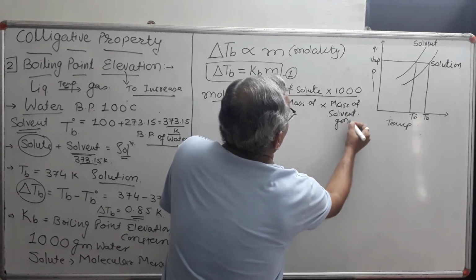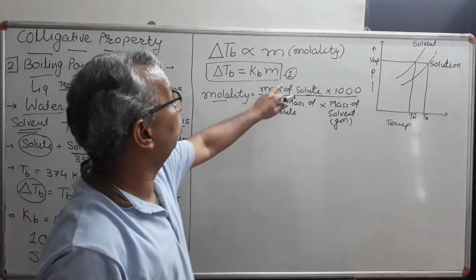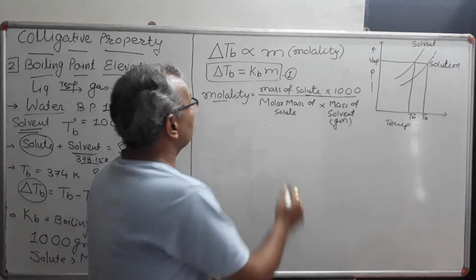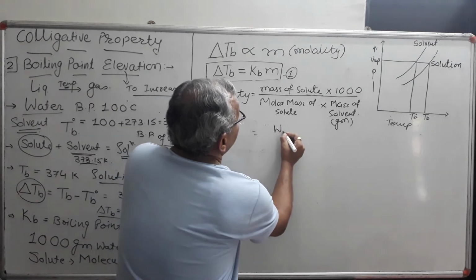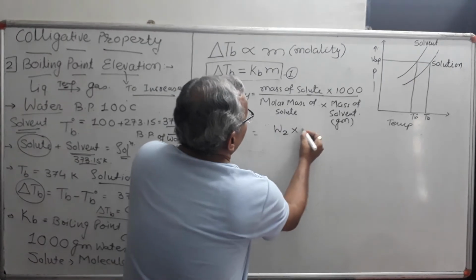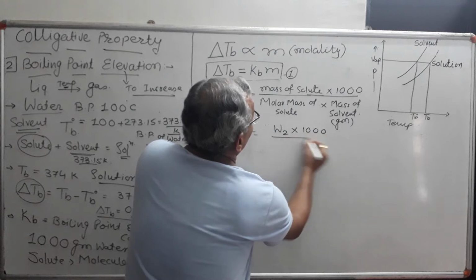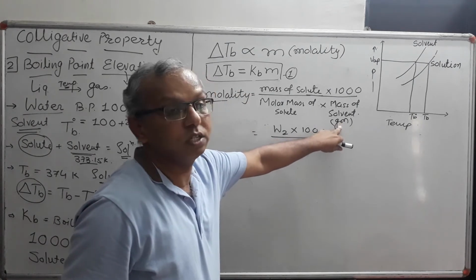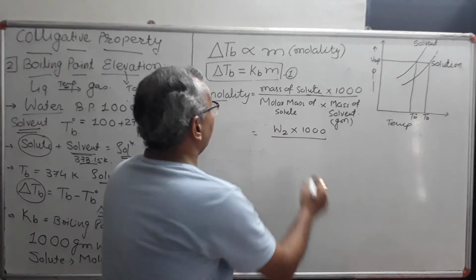This must be taken in the gram. So there are four important things, 1, 2, 3, 4. Molality is equal to mass of solute, that we will consider as W2, friends. 1000 we require to put here because this is taken in gram, friends. Suppose this is taken in kg, then this 1000 will not be required.